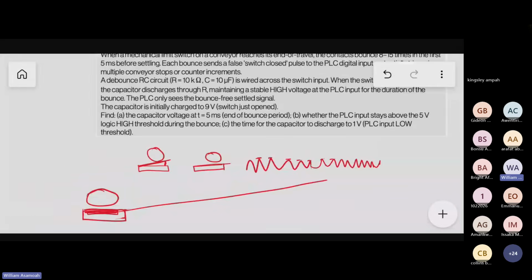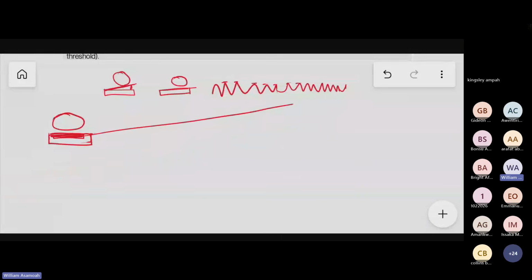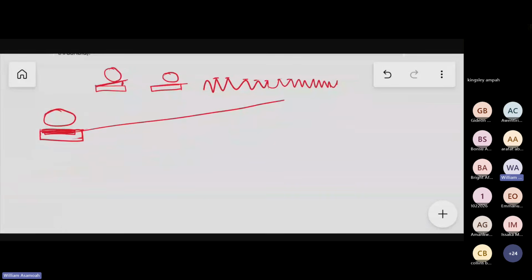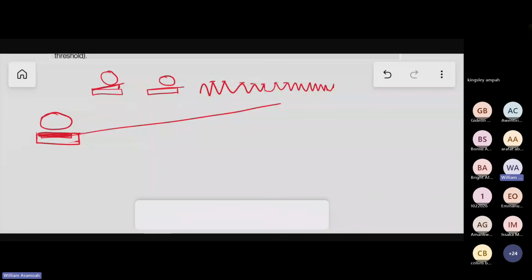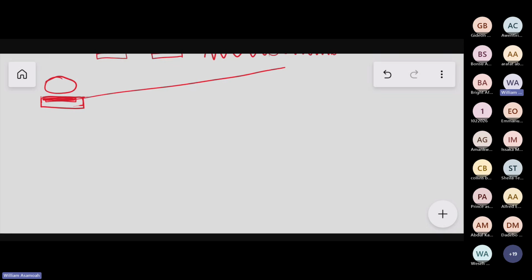So what we do is that we use a capacitor. In this case, the capacitor is going to be used as a filter, right? We call it a debounce filter. The bounce comes from the fact that because of the spring, it bounces. The switch doesn't fully close, it bounces before it finally settles. So we are going to use a debounce filter to stop it from bouncing. In this case, we are going to use a capacitor as a debounce filter.